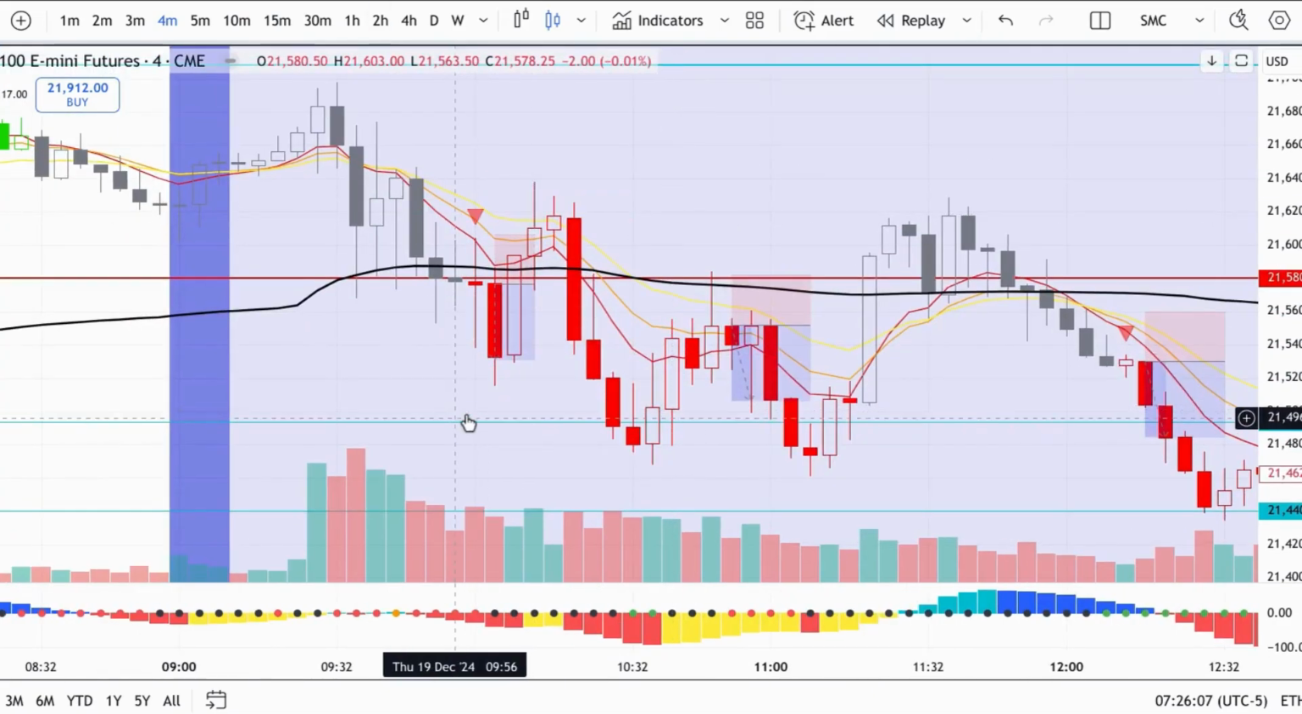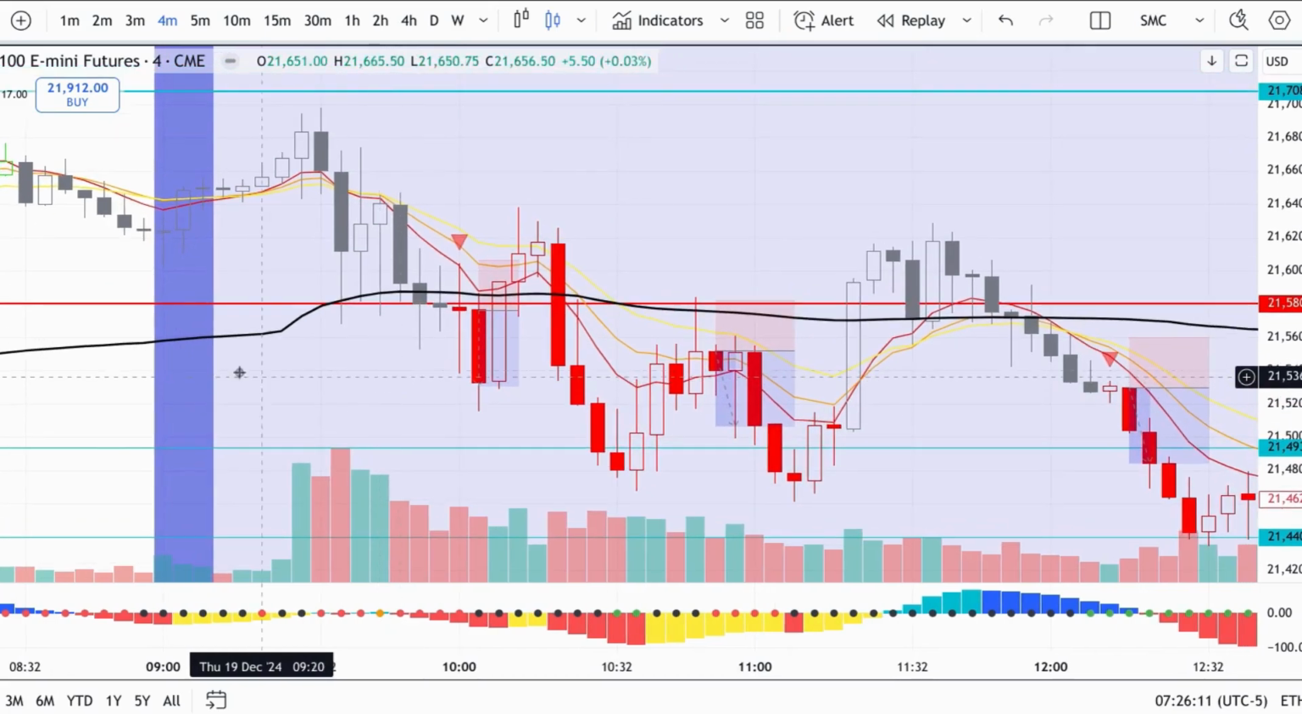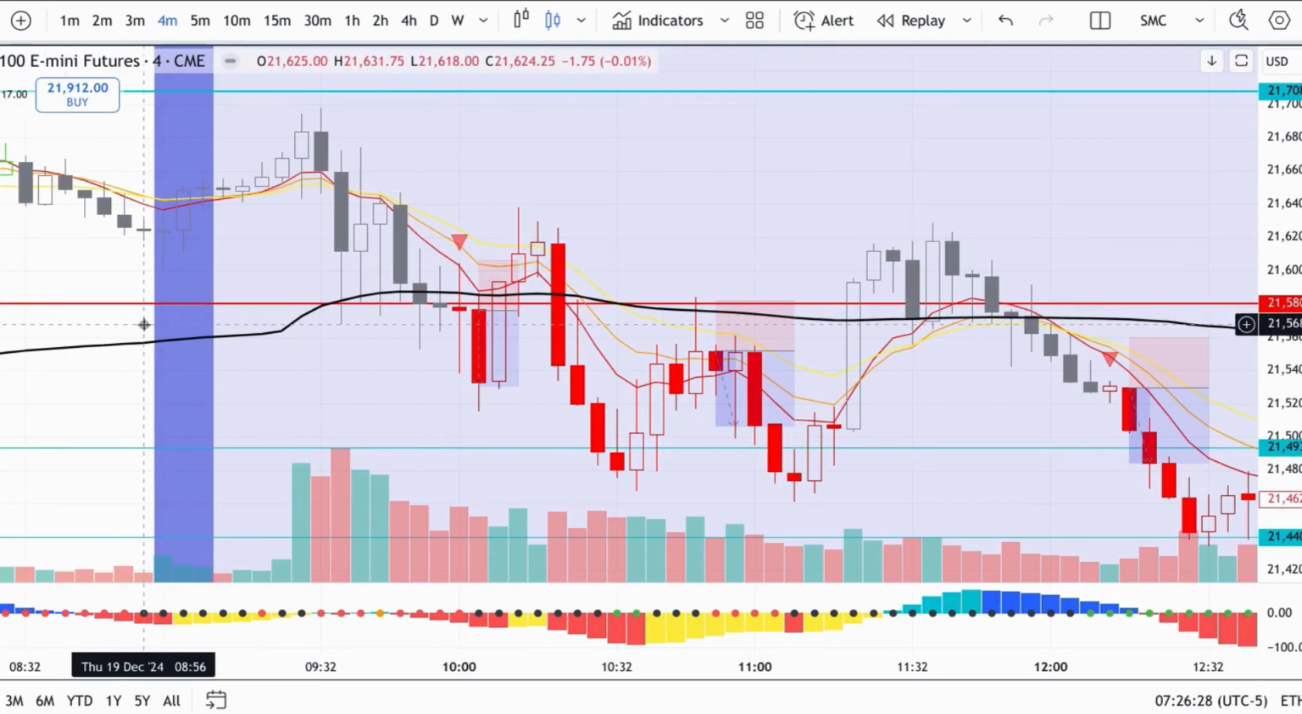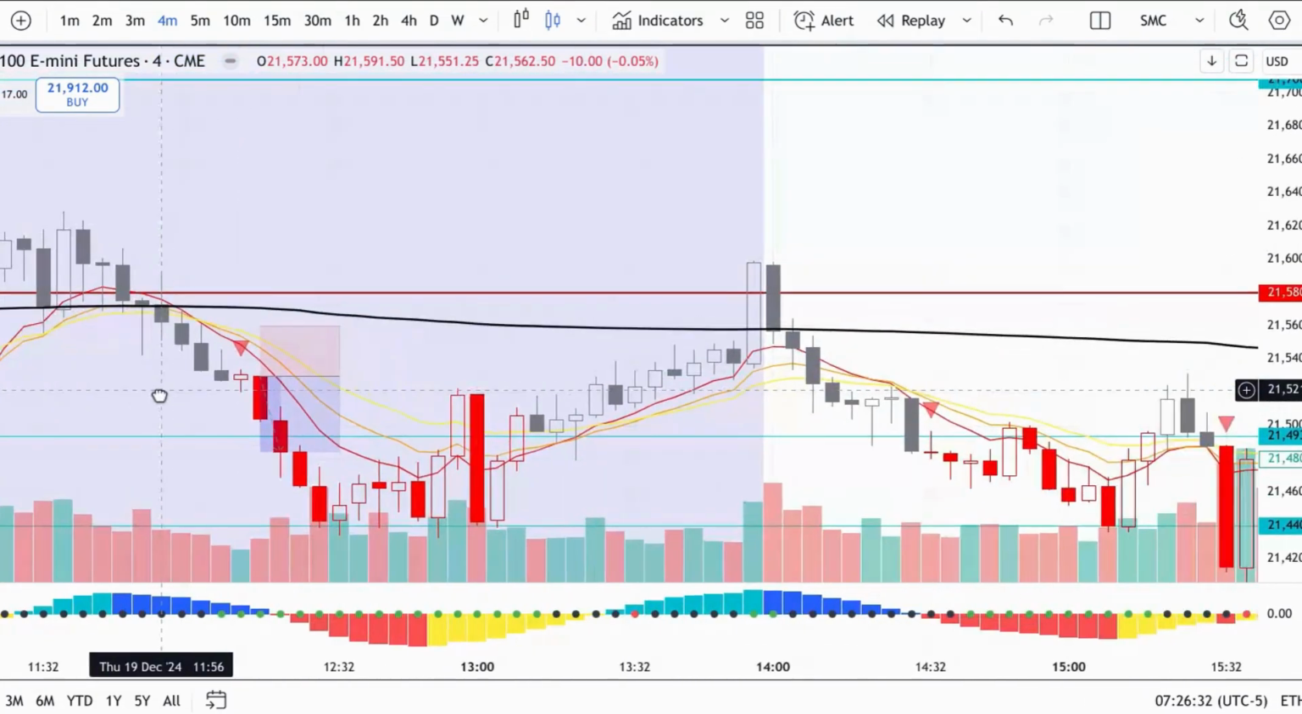Alright, so this date was Thursday, December 19th of 24. Now my chart changes color here at 9 because this is my kill zone that I use. Kill zone is just an indicator you can put on to indicate when a time frame has been met. So my time frame starts at 9. I won't take a trade before 9, and then later over here I won't take a trade after 2 o'clock Eastern time.